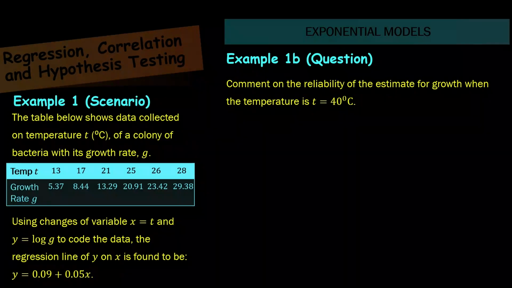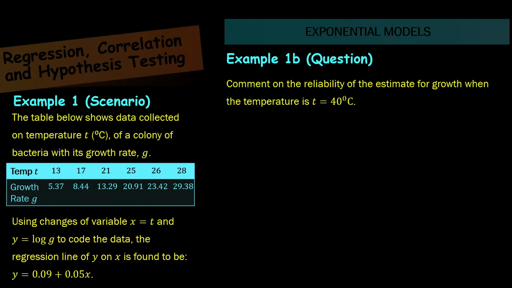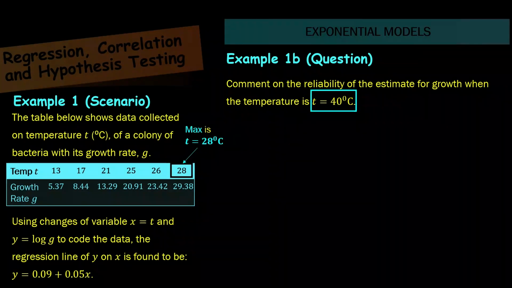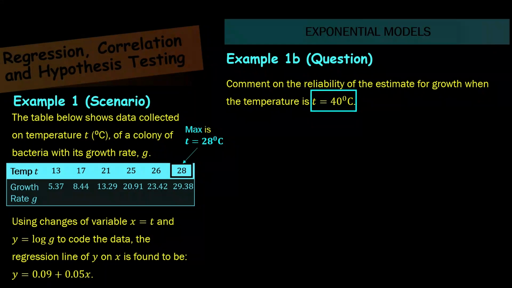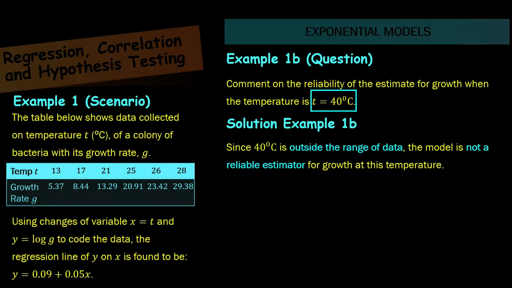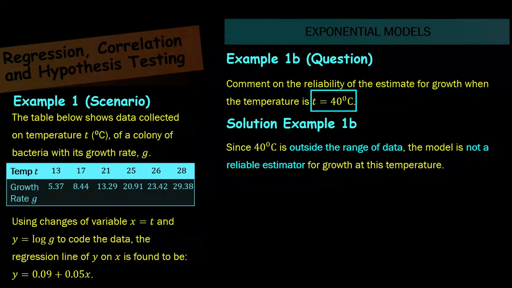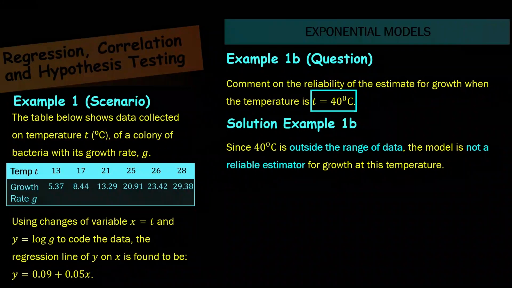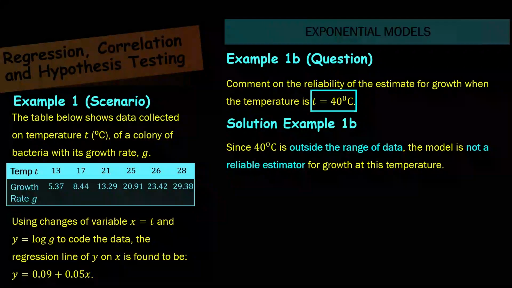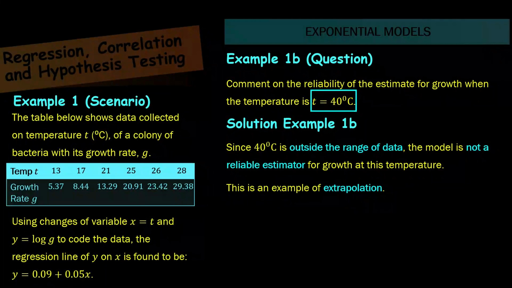Now let's take a look at part B. We are required to comment on the reliability of the estimate for growth when the temperature is T equals 40 degrees C. Notice that in the range of temperatures we have in the data, the maximum is T equals 28 degrees C. Therefore, since 40 degrees C is outside the range of the data, the model is not a reliable estimator for growth at this temperature. This is an example of extrapolation.